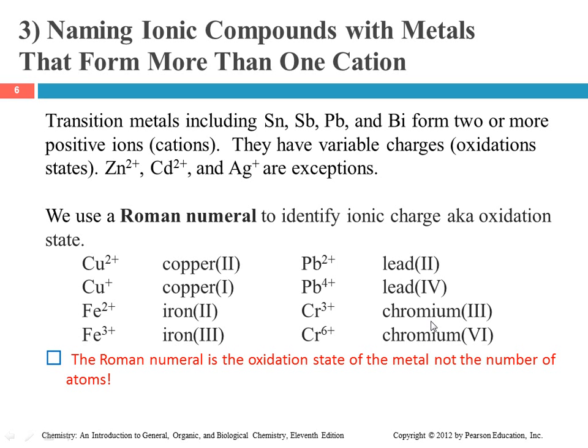It's not understood like group 1, 2, and 3 metals, which are always 1, 2, and 3. These are different. So what we do is we have a Roman numeral in the naming. This Roman numeral is the oxidation state of the metal. We're going to look at how to find this in a second. If we look here, we have a +2 oxidation state on copper, and that 2 corresponds to the oxidation state. It is not the number of atoms.